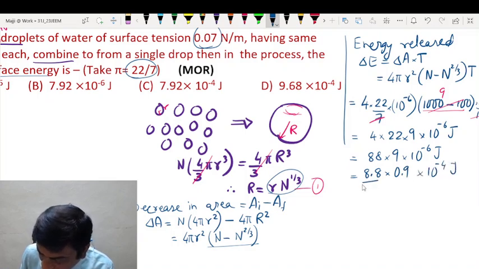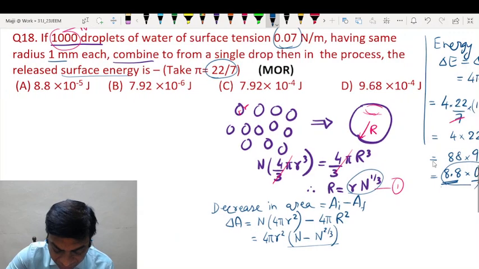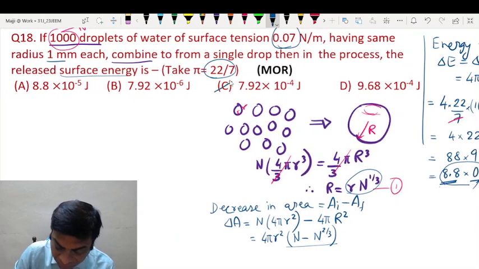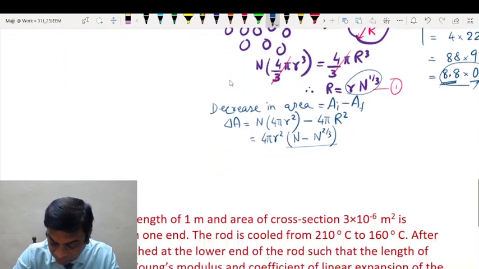So this is approximately 8.8 into 0.9. If you take this as 1 instead of 0.9, it will be 8.8. So slightly less than 8.8 into 10 power minus 4. So slightly less than 8.8 into 10 power minus 4 is this C option, 7.92 into 10 power minus 4 joule.